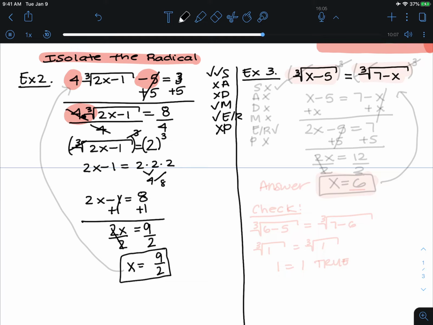Now, I'm running out of space and time, guys, but you could go ahead and just check that by plugging it back into the original equation, and you're going to see that it's a true statement because we did our math correctly. Okay, guys? Now, example number 3 is a little bit different.